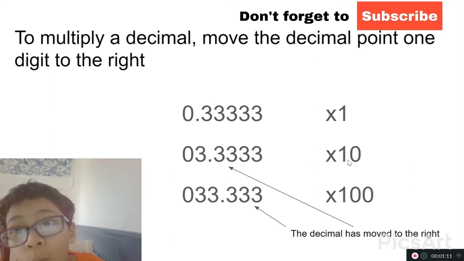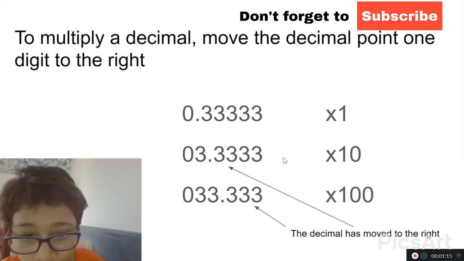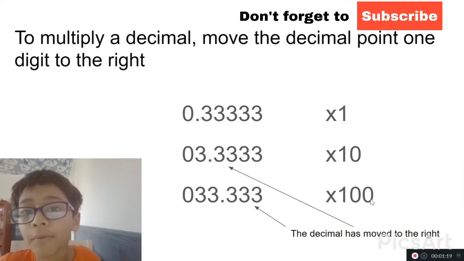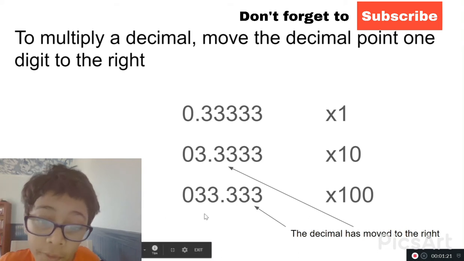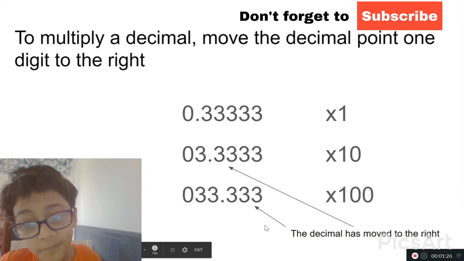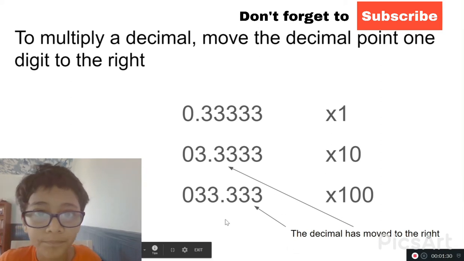But since there is one zero in 10, it is moved 1 digit to the right. And since there are 2 zeros in 100, it's moved 2 digits to the right. So on and so on. Do you see the pattern? As you can see, the decimal has moved to the right in both of them.